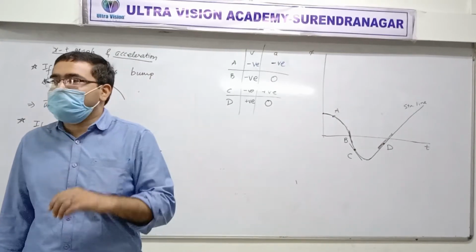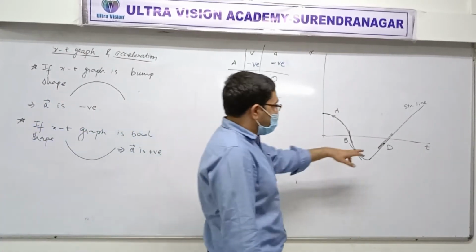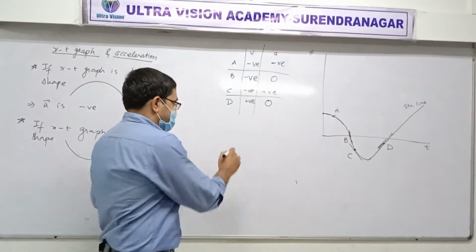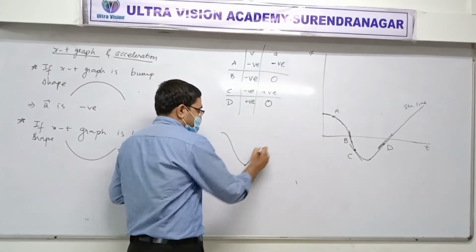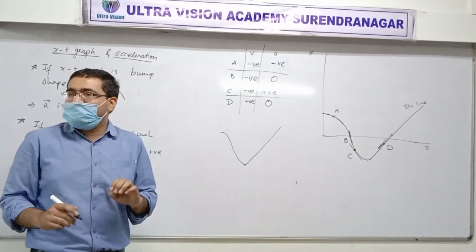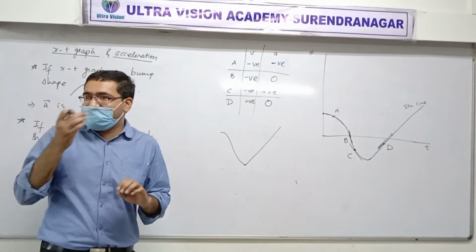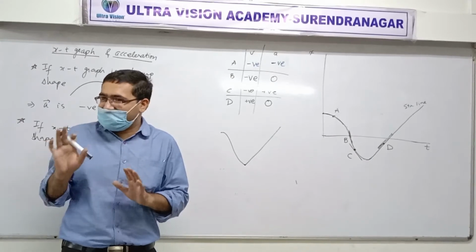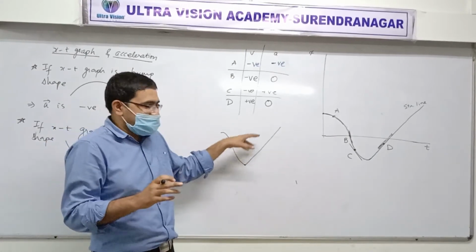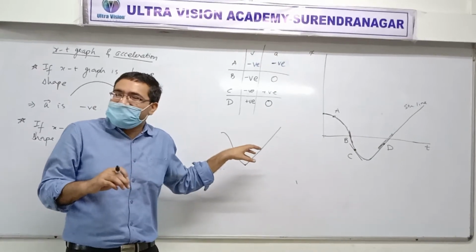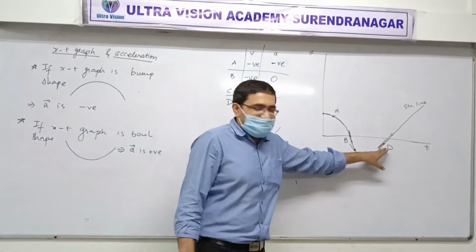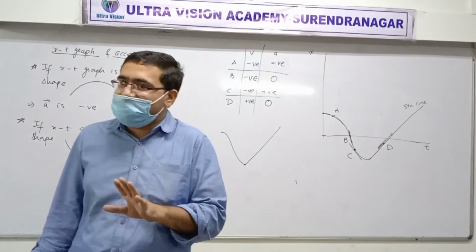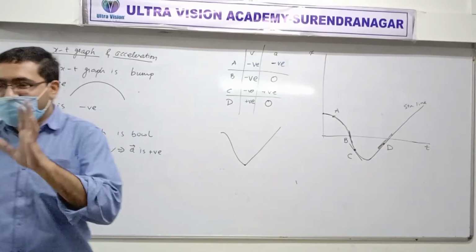Yes, Jay. D is in a bowl shape. A bowl is flat like that, and water can be filled in it. Sure? Fine. I understand what you are trying to say. But this is not a curve. That's why here it's a straight line. That's why the acceleration is zero. Fine. Sure? Okay.